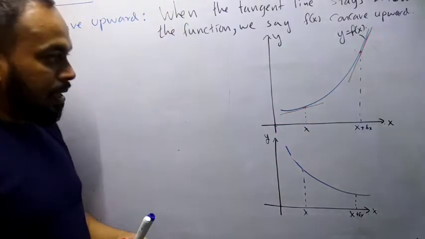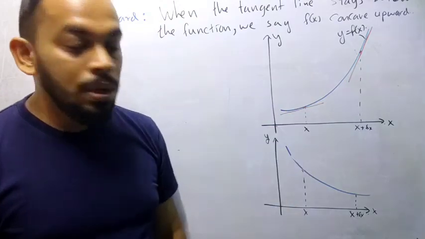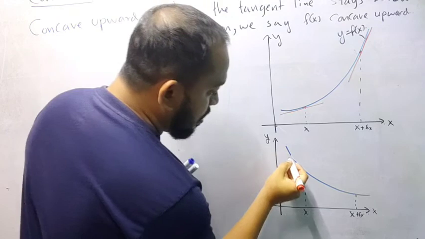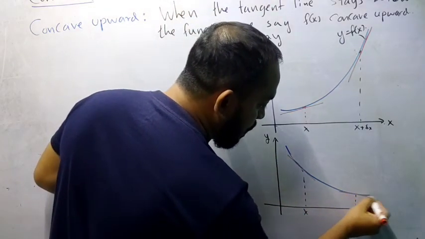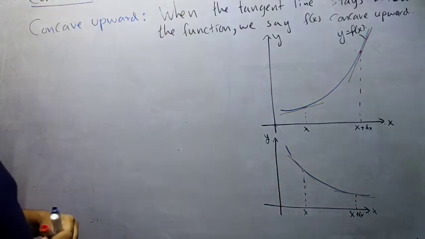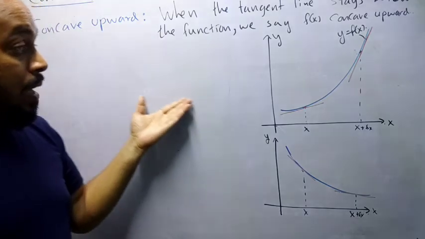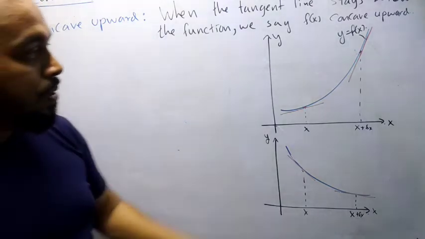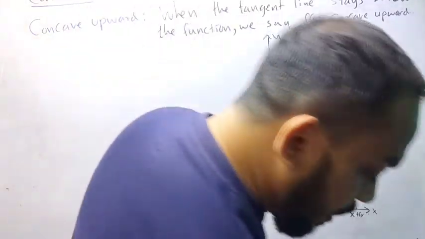You can see in an increasing function like this, the tangent line stays below the function. In a decreasing function like this, the tangent line also stays below the function. Again, it's the same thing, right? So I'm going to make a proof here with regard to the second derivative. I'm going to use this graph only. You can see here what happens.